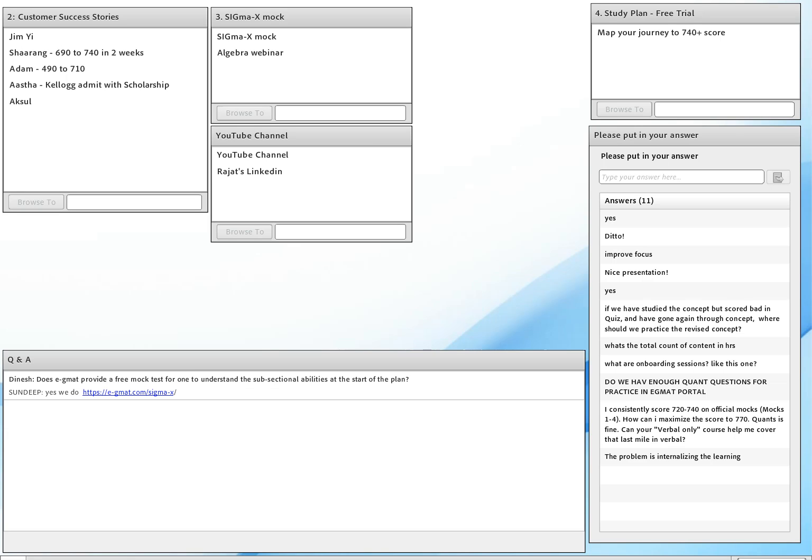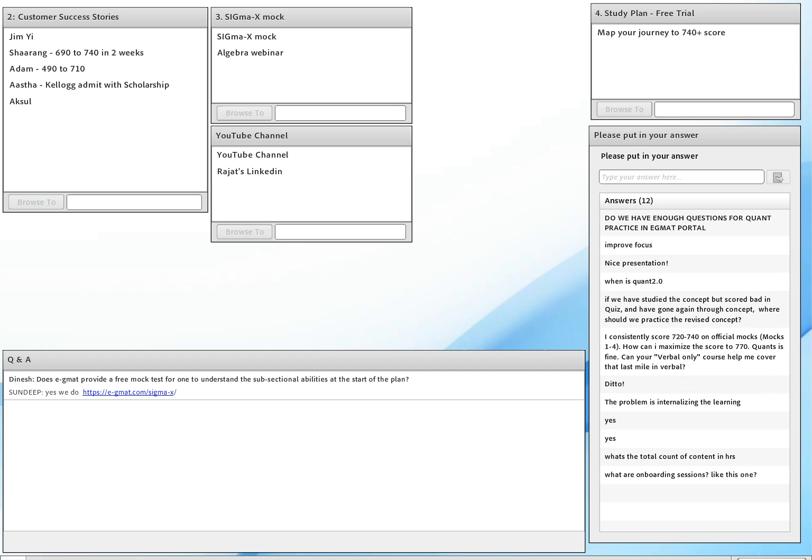When is Verbal 2.0 due to be launched? Verbal is actually in Verbal 3.0. Just as some background, our original quant course was not created by Payal. It was created by another instructor. This is the first time Payal has created the quant course, and Payal created all our verbal courses. So this is a very different quant course than anything else.